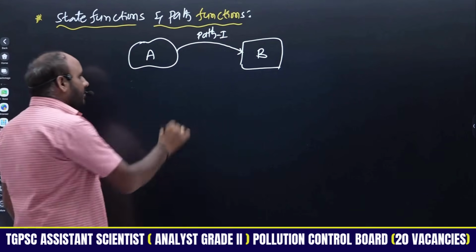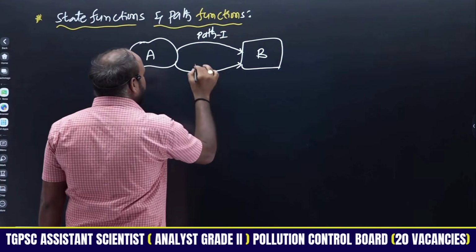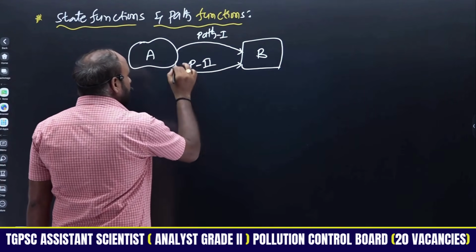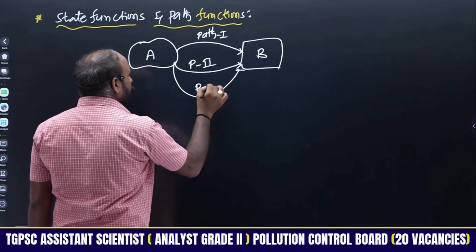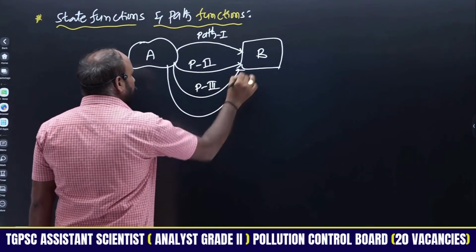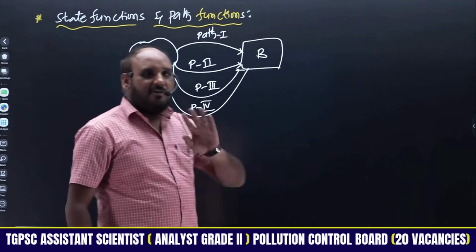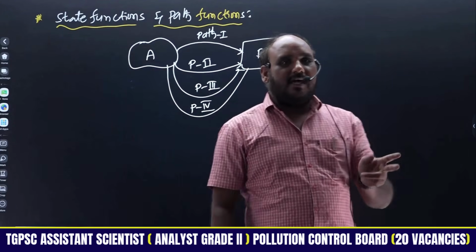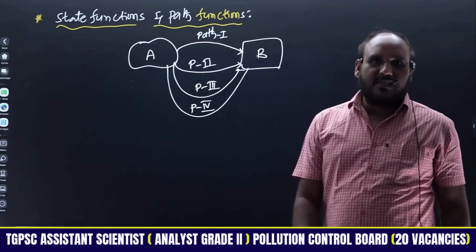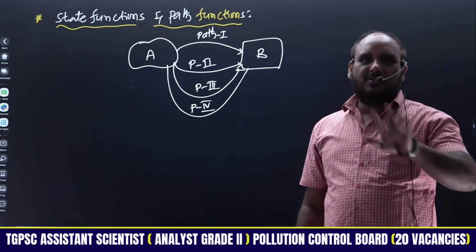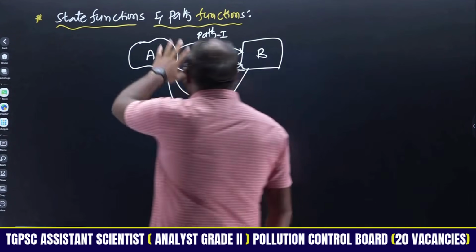Other pathways also will be there, some other pathway, pathway number 2, then pathway number 3, then pathway number 4. For conversion of one system to another system there are many pathways, so we have to discuss those pathways. Here there are 4 pathways.